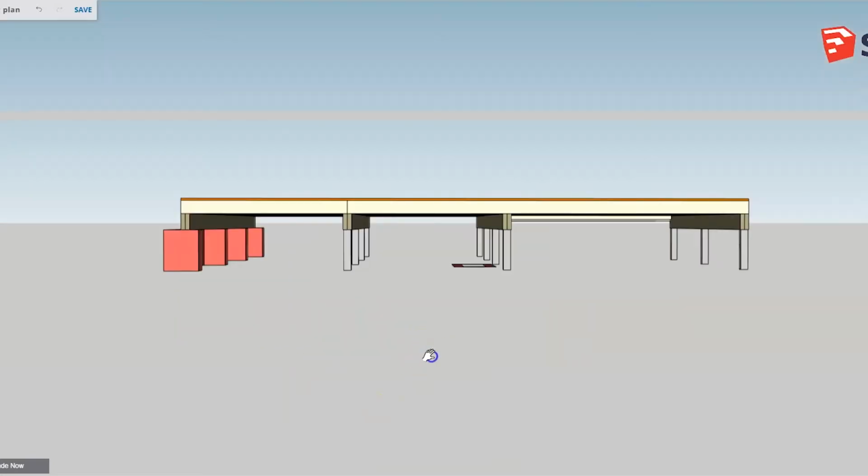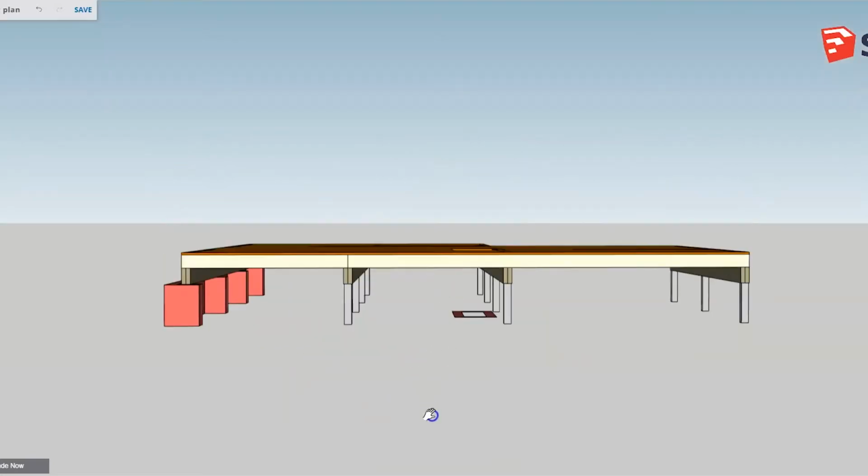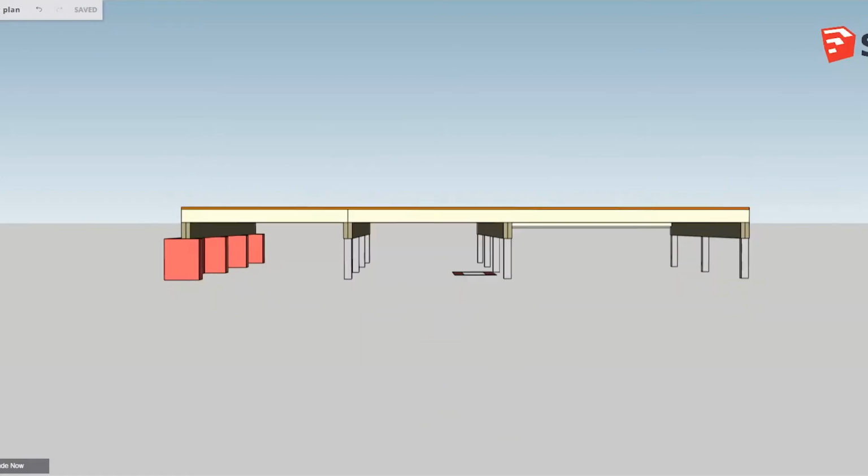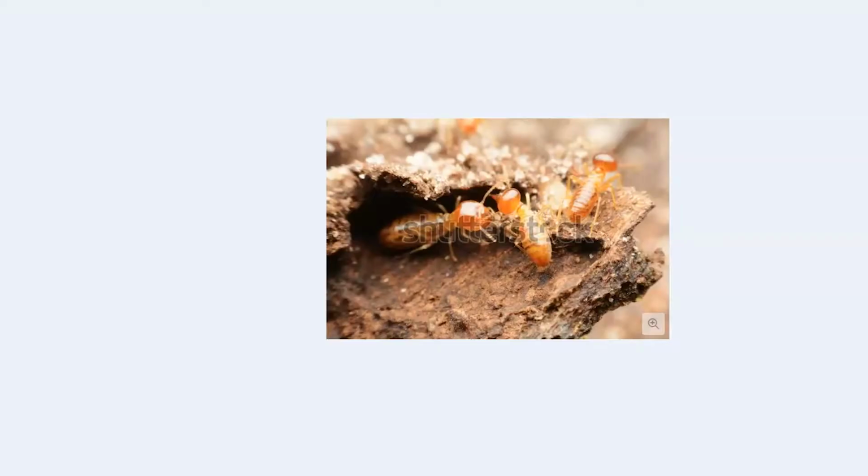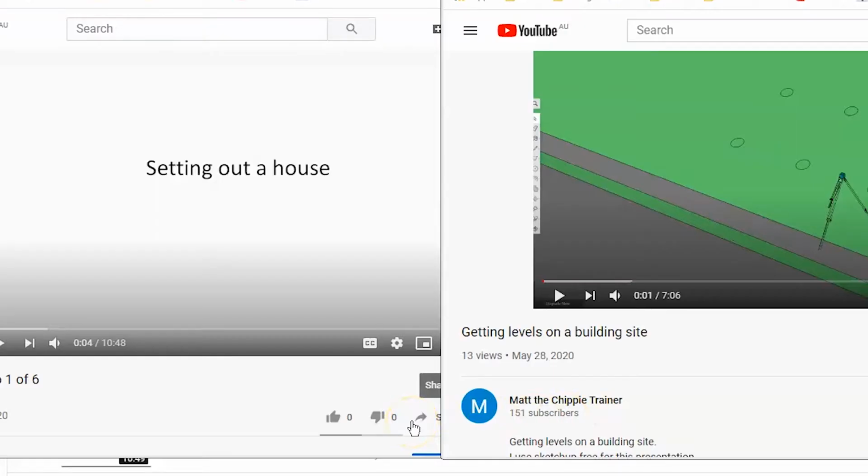The second is getting the structure to the right height. And third is using the substructure to protect the rest of the house from termites and moisture. Luckily, the first two sections already have videos that deal with getting the subfloor in the right place and the right height. So before continuing, please review those two first. I'll leave the links to those series of videos in the description.